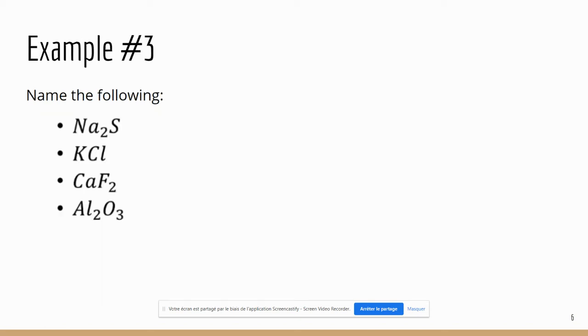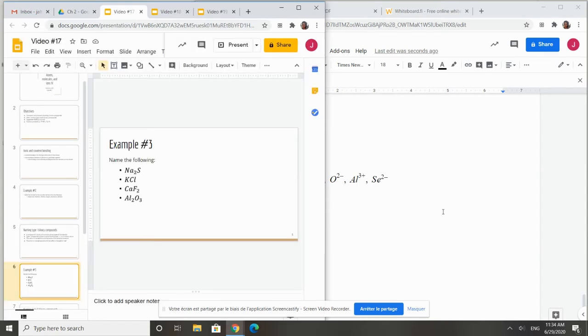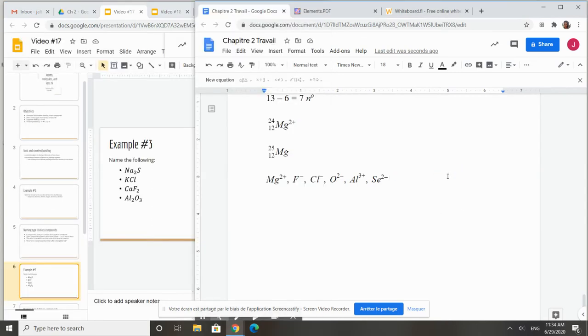Pause here. So the subscripts actually don't affect it for our type 1s. So we have sodium sulfide, potassium chloride, calcium fluoride, and aluminum oxide.